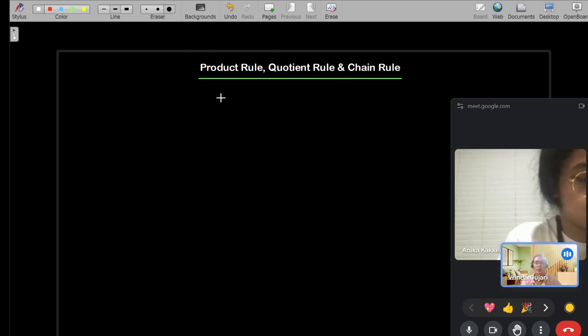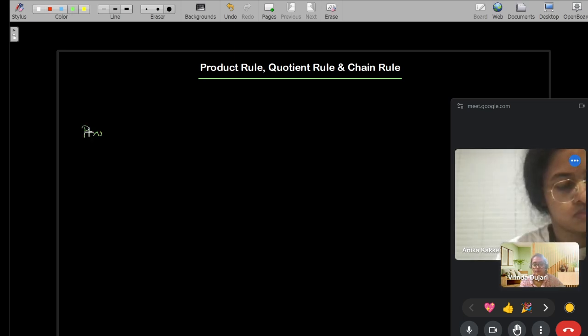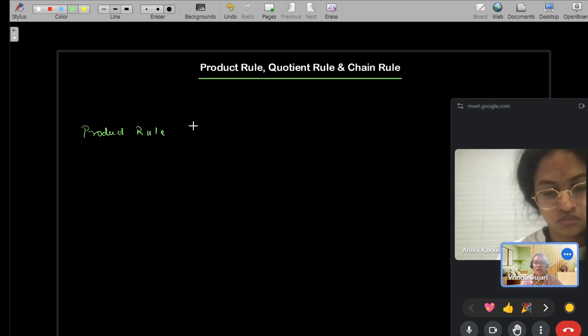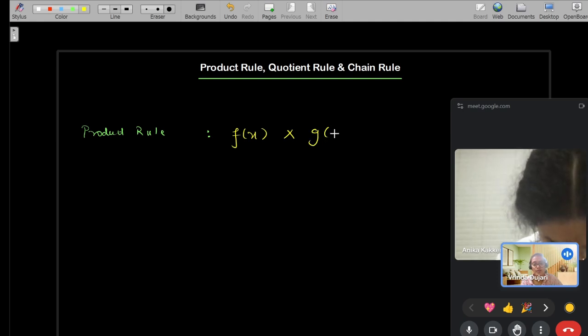So the product rule, we use the product rule whenever two functions are multiplied. It's self-explanatory that product means product of two functions. So whenever you see any two functions which are multiplied, f of x is multiplied by g of x, then how do we differentiate the product of two functions?